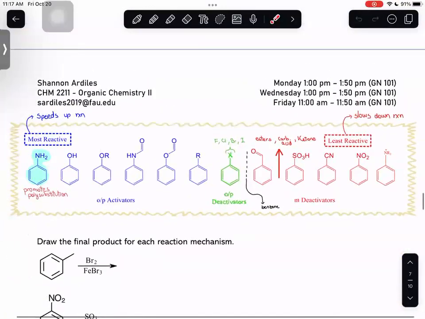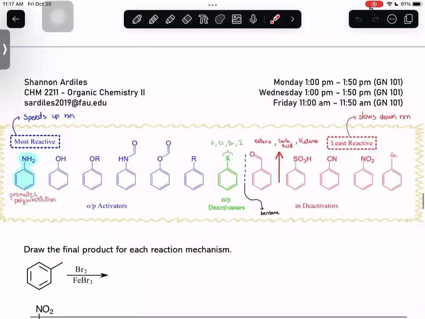Now, on Friday, we briefly talked about this, but all of the molecules that you see in there, those are all the possible directors that you might encounter on the exam. Okay, and it's color-coded for your convenience. Everything that's blue on the left is going to be your activators. They're the ones who are going to speed up the reaction. And they're always going to be adding to ortho and para positions.